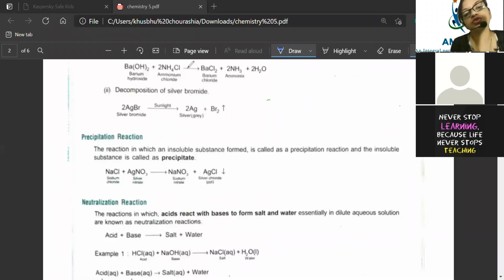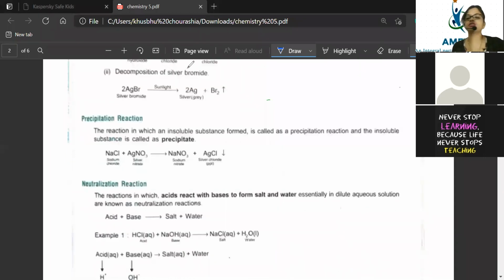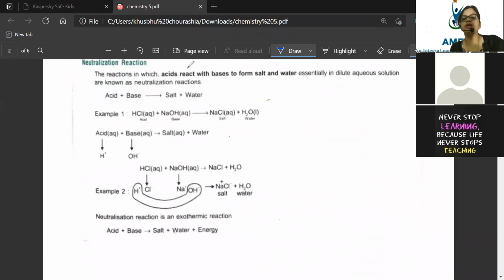Now, beta, let's go to the next one, neutralization reaction. Neutralization reaction specifically occurs in acids, bases, and salts. So when acid reacts with base, it forms salt and water. So this reaction is called a neutralization reaction. This reaction is called what? Neutralization reaction.